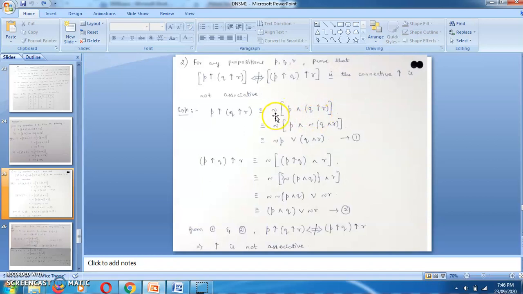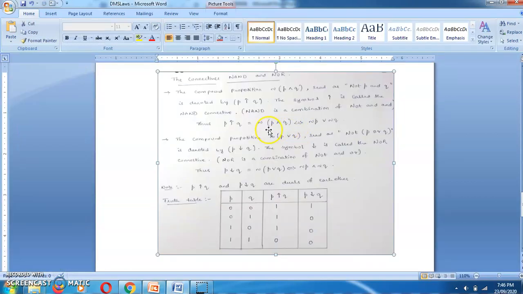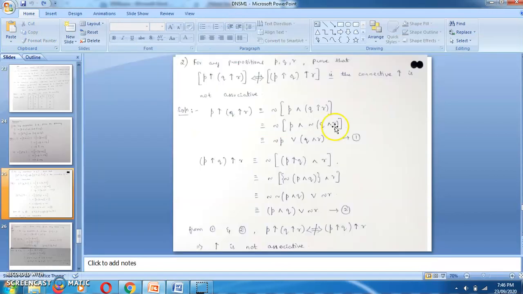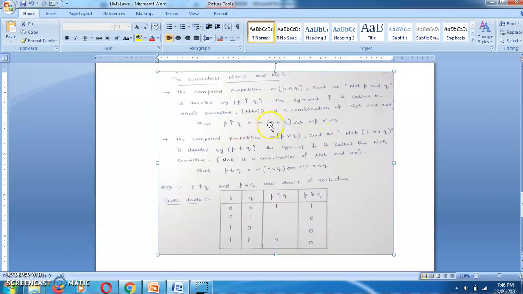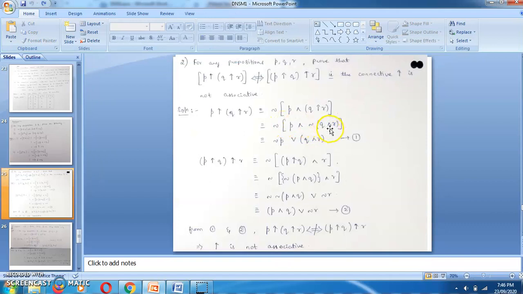Okay, so that's why the outer one there is a negation. Now, simplifying this part: negation of p and negation of (p NAND q) and r. Why is this replaced with this? Because we have negation of p, and p NAND q can even be written as negation of (p and q). So here, negation of q and r.